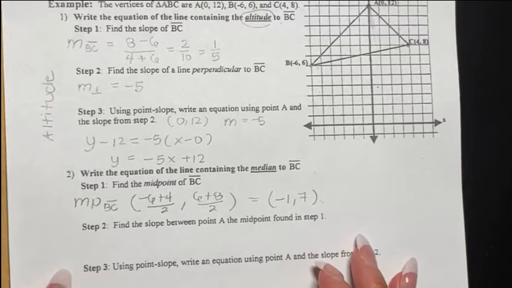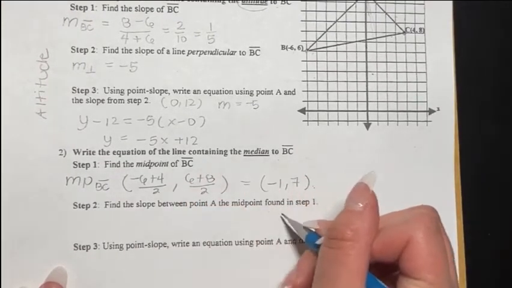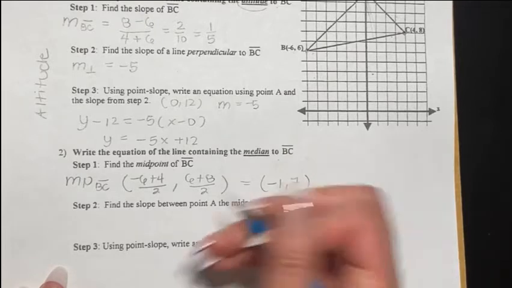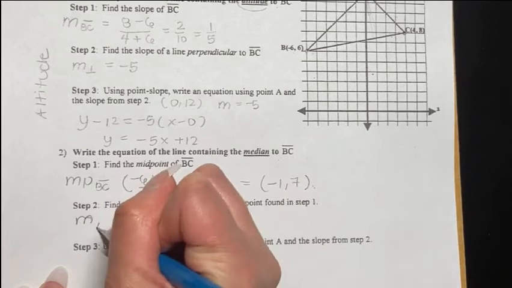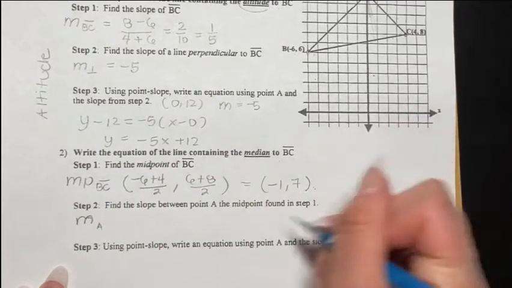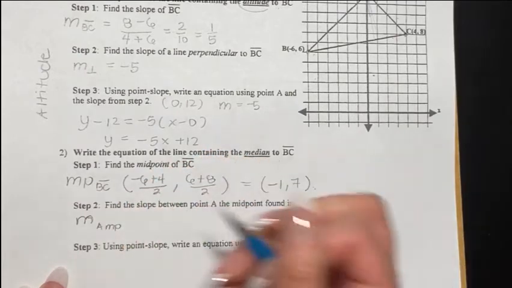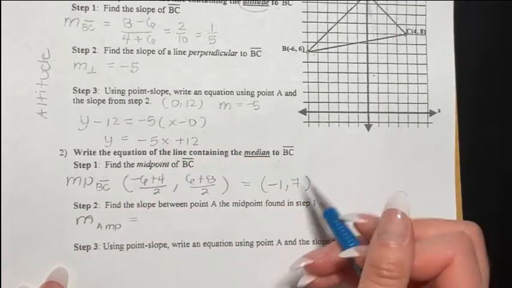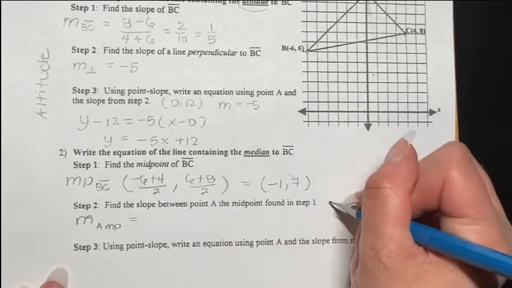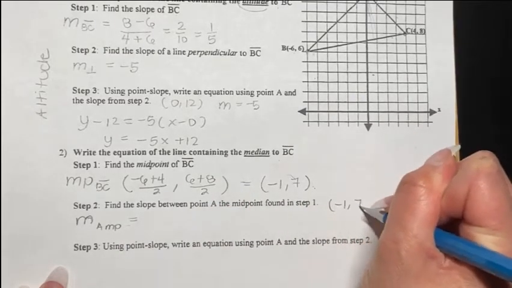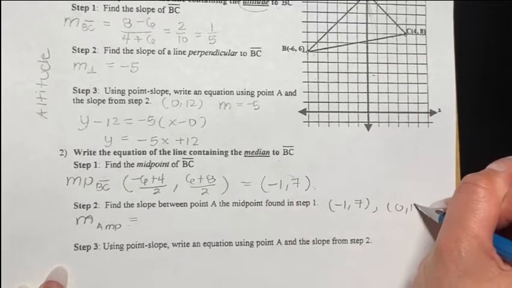Okay, so for step number 2, what are we going to do? We are going to find the slope between the point A and this point, which I'm going to call the midpoint. So the slope of A and the midpoint is going to be between this one and A, which was (0, 12). I'm going to rewrite it here.